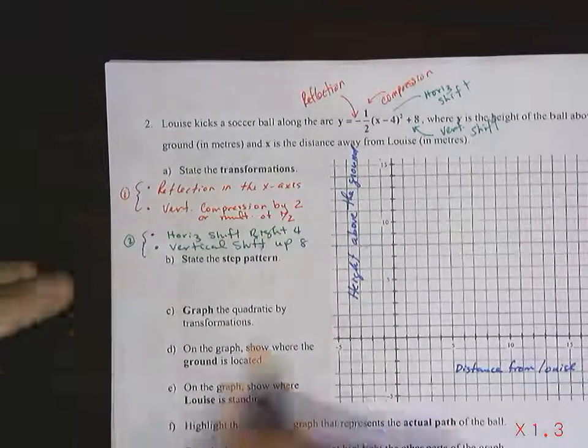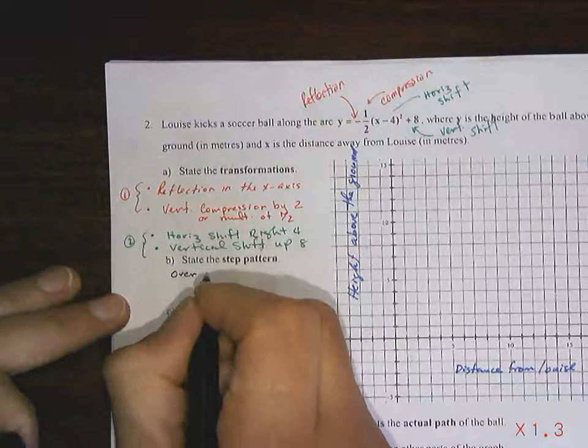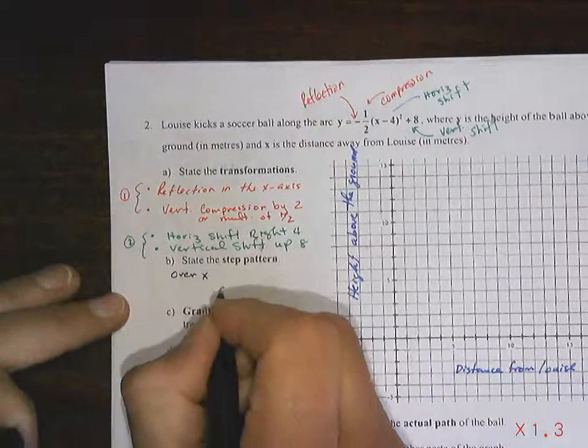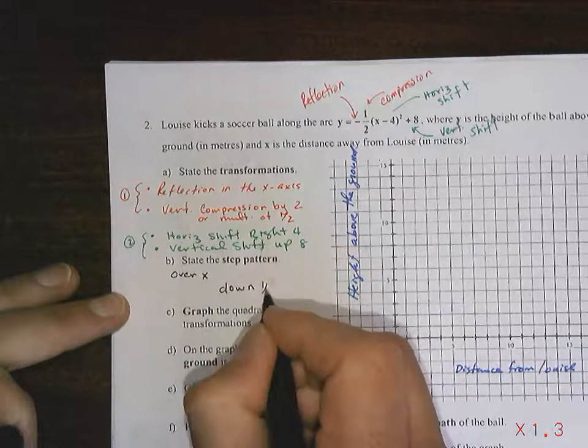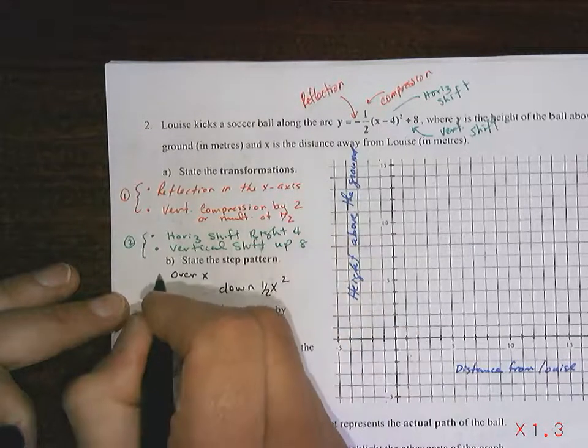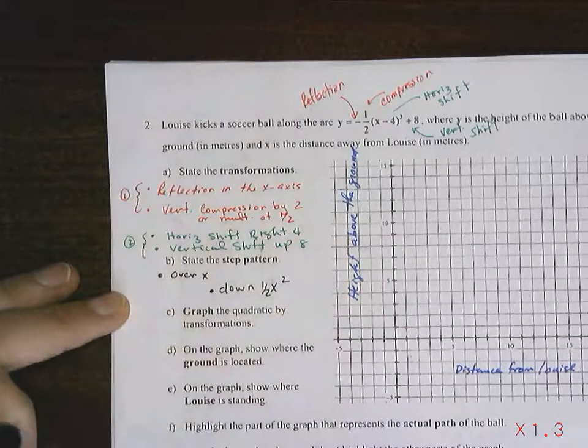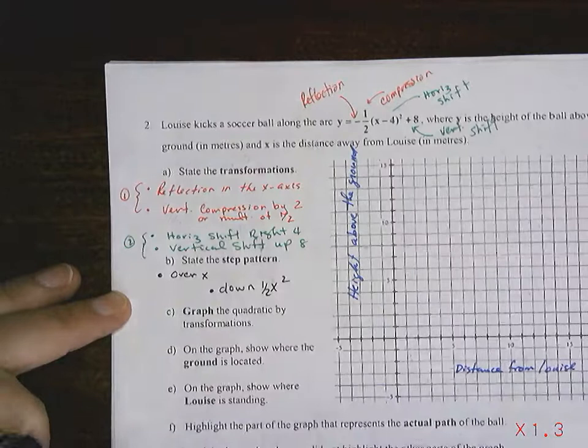Okay, step pattern. Step pattern is over x, down, because of the negative, 1/2 x squared. And we've been doing that so much, you better know it by now. So let's graph this puppy.